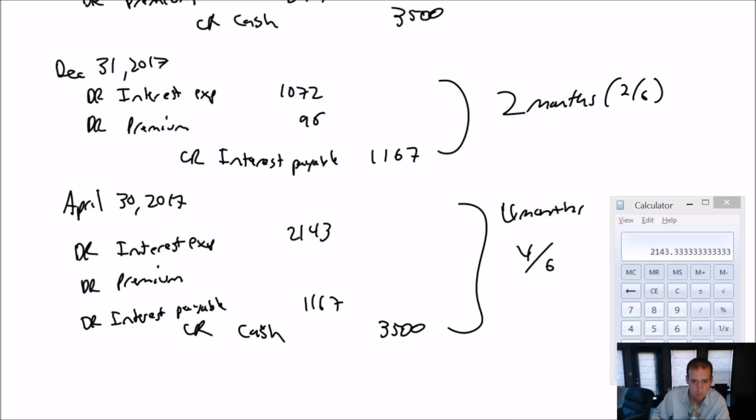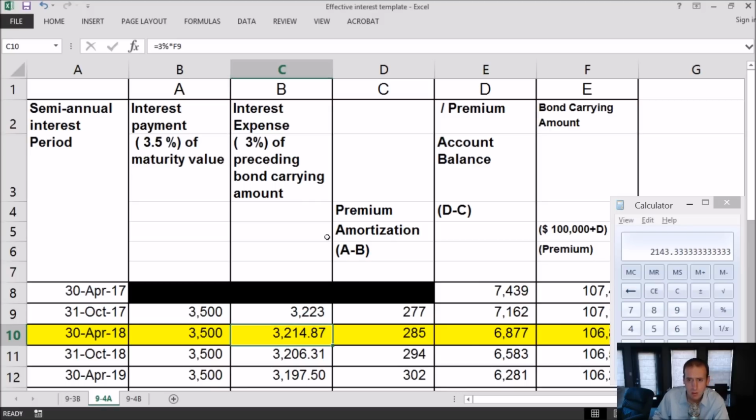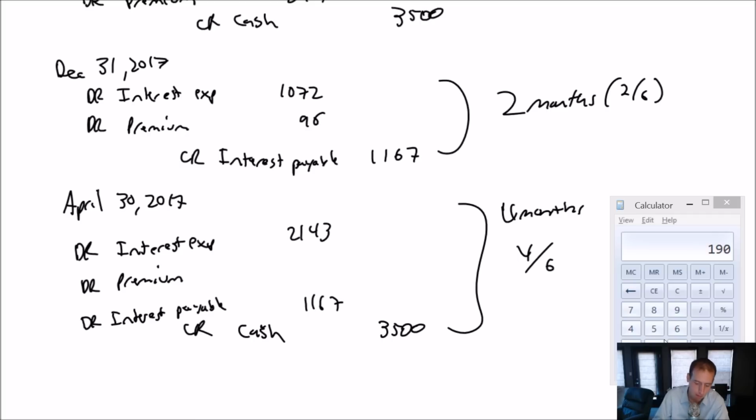Our premium, 285 times 4/6, $190. So 2143 plus 190 plus 1167 totals to 3500. That is our credit. So our journal entry balances, we have done the job here. All right, that's it for this question on a bond issued at a premium. Stay tuned for our next video.